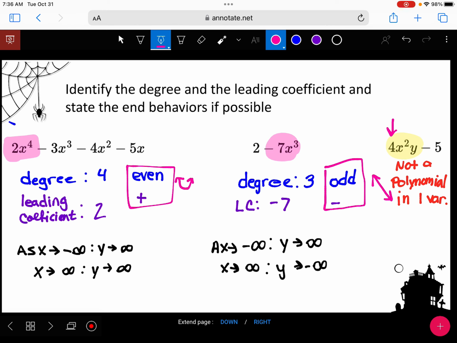Yes, sir. So would that be on the test? And if it is, how will we answer? Just put not polynomial? Yeah, that it's not a polynomial in one variable. I won't ask you the degree on something like that. I won't.